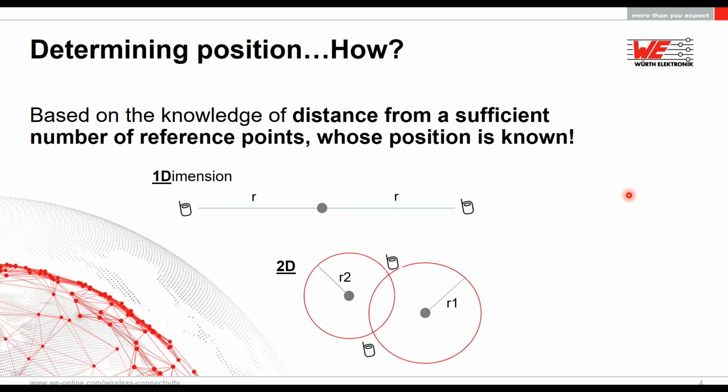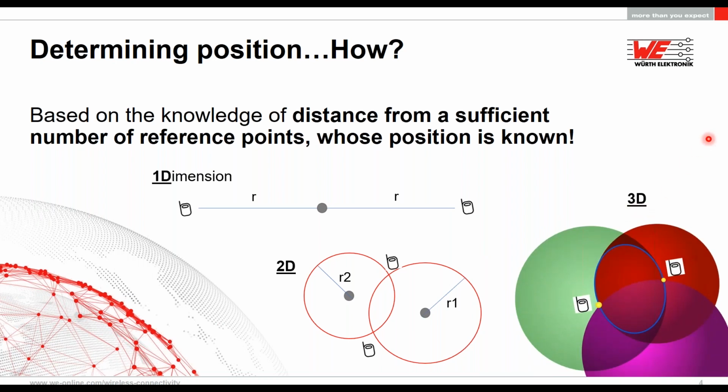A similar situation we have in two dimensions. The locus of points with same distance from a reference point is a circle, and our location will be in one of the two intersection points between the two circles. Same situation in three dimensions where we have three spheres, and our position will be in one of the two intersection points of the spheres. That means if we have a sufficient number of reference points and we are able to calculate distance from these reference points, we can calculate position.